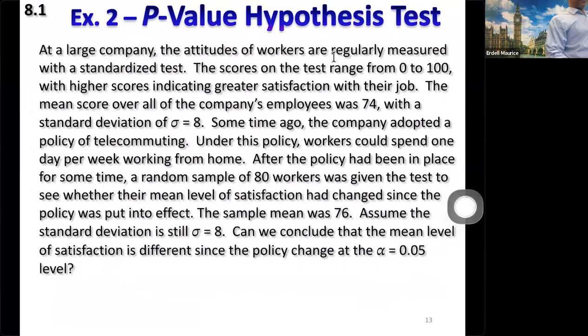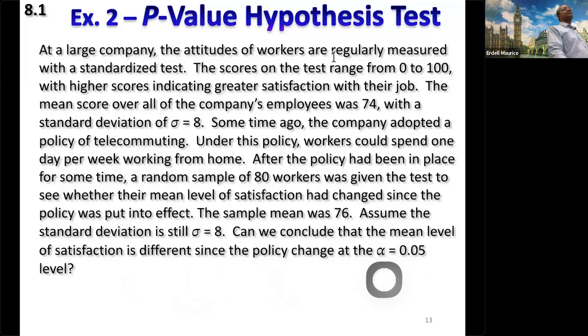In a large company, the attitude of workers are regularly measured with standardized tests. The scores on the test range from 0 to 100, with high scores indicating a greater satisfaction with their job. The mean score overall for the company's employees is 74, with a standard deviation of 8. Some time ago, the company adopted a policy of telecommuting. Under this policy, workers spend 1 day per week working from home. After the policy has been in place for some time, a random sample of 80 workers was given the test to see whether their mean level of satisfaction had changed since the policy was put into effect. The sample mean was 76. Assume the standard deviation is still 8. Can we conclude that the mean level of satisfaction is different since the policy changed? Again, at the 0.05 alpha level.